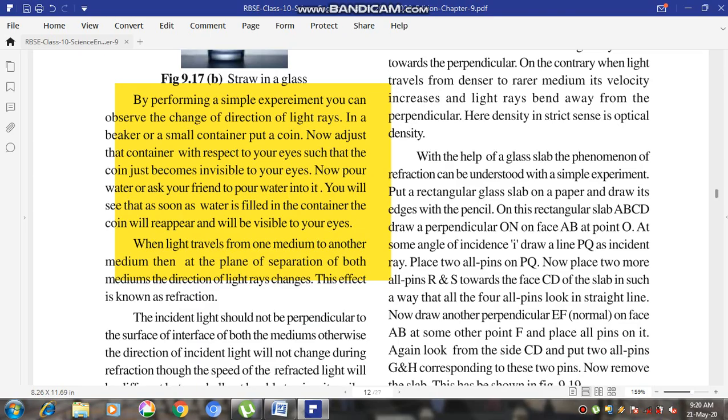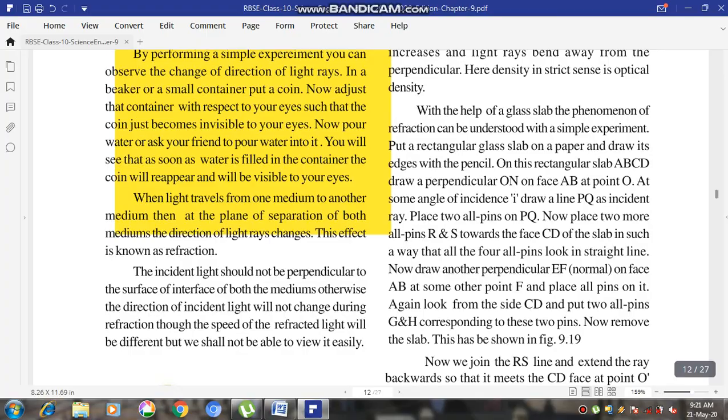The reason is that when light travels from one medium to another medium, at the plane of separation of both media, the direction of the light rays changes. This effect is known as the refraction effect, where light comes from air to water. There is a small deflection of the light rays compared to the original medium. That is the main reason why the pencil looks bent and why the coin looks raised.